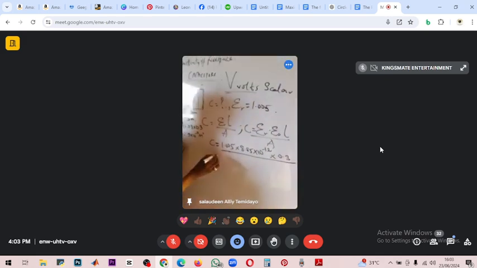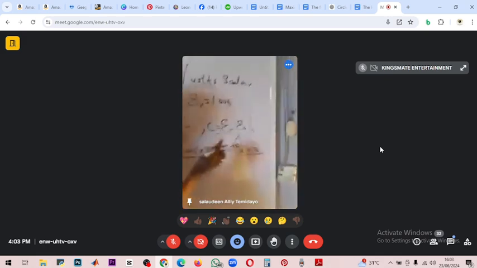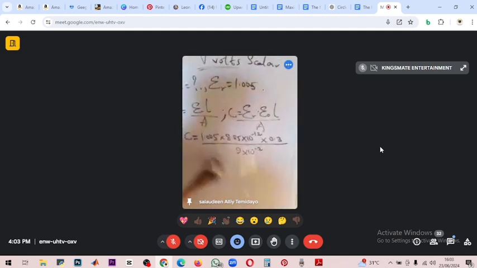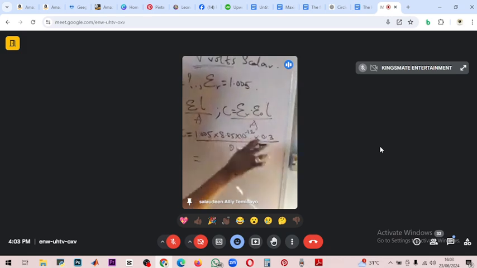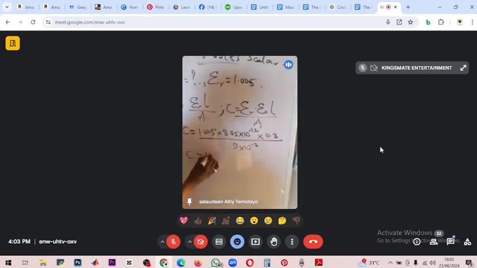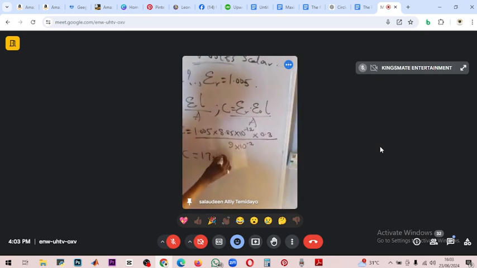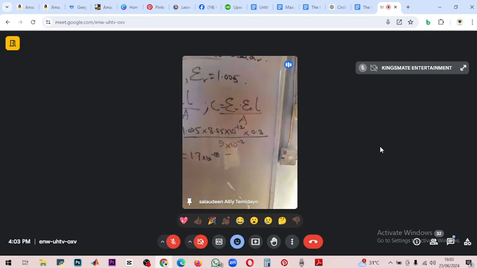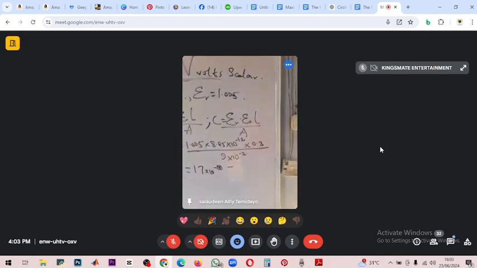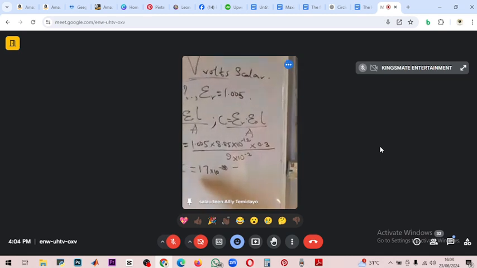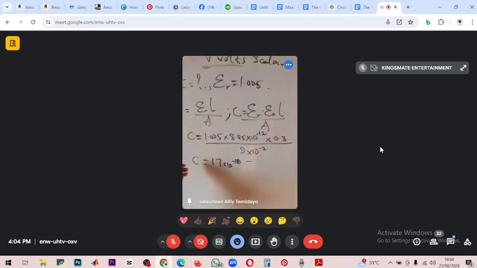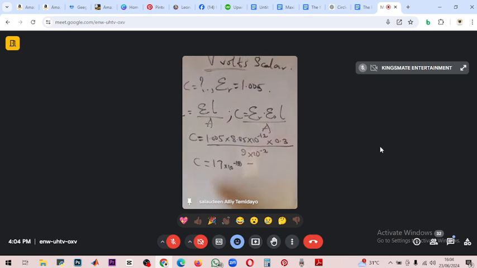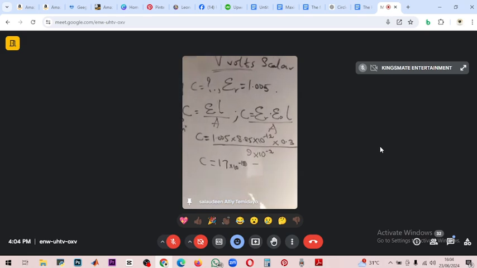All over A, the area, that is 9 times 10 raised to power minus 2. So doing the math, I'm assuming we have 17 times 10 raised to power minus 5 or minus 10, and that's going to be in, what's the unit of capacitance? Anyone? I've mentioned it here already. The unit of capacitance is what? Farad.